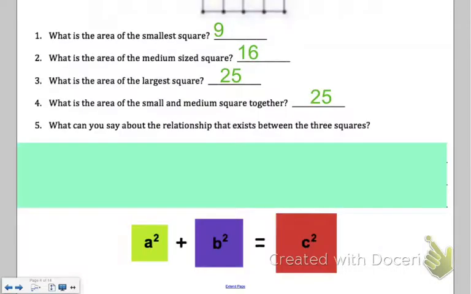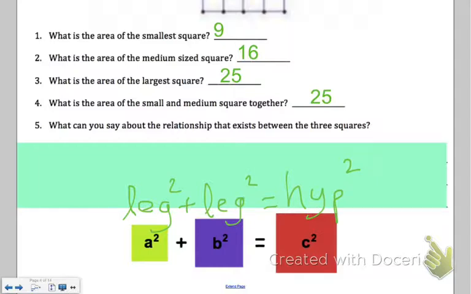Which then brings us to the formula for the Pythagorean theorem: a squared plus b squared, where a and b are our two legs, is equal to c squared, which is the hypotenuse. So really you can think of the Pythagorean theorem as leg squared plus leg squared equals hypotenuse squared. If we square both legs and add them together, it'll be equal to squaring the length of the hypotenuse in that right triangle.